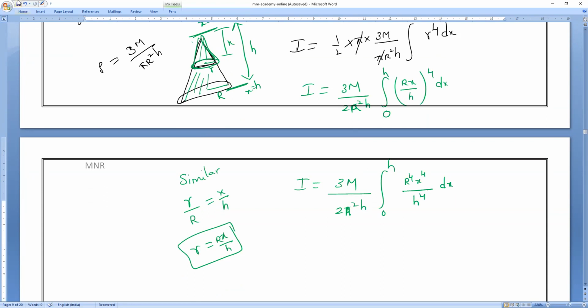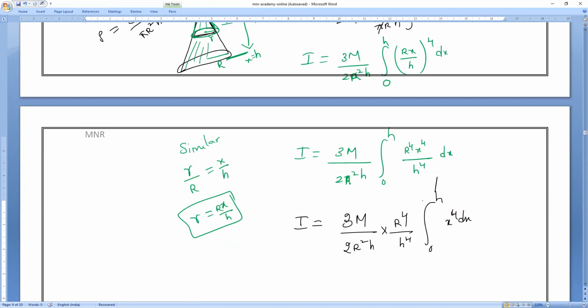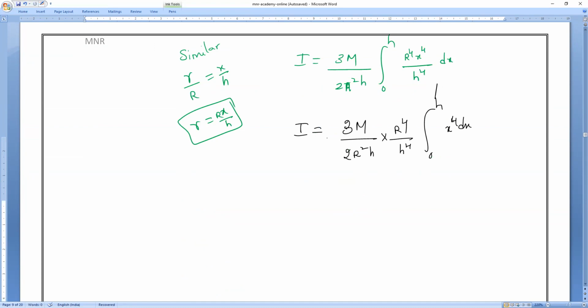So something is constant here. Can you tell me what remains constant? Capital R and h remains constant. So 3m divided by 2r square h into r power 4 into h power 4, integration of 0 to h x power 4 dx. That's all. You can easily finish it. So what is that, everybody? Here you can see, I will make it everything.